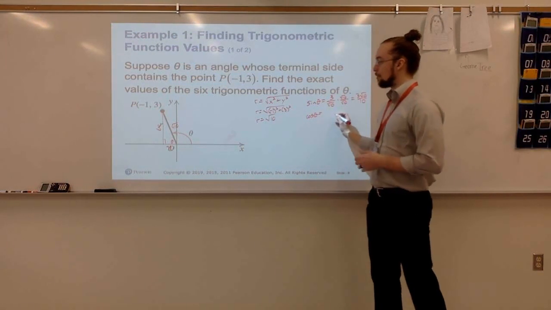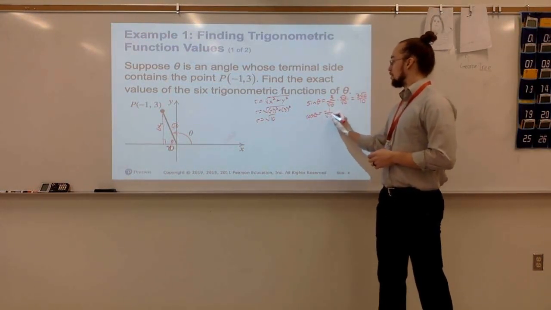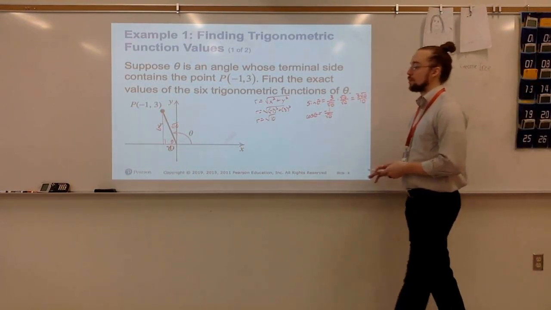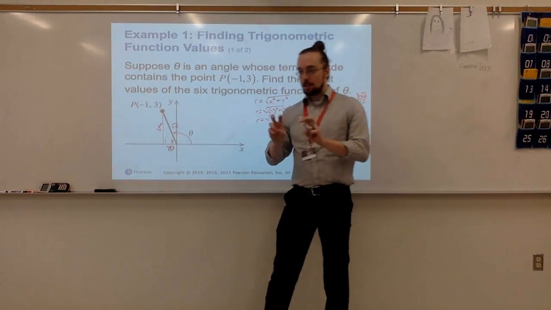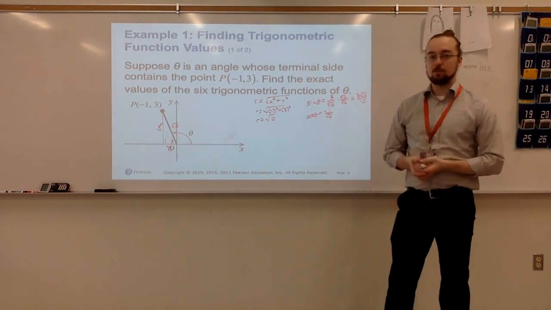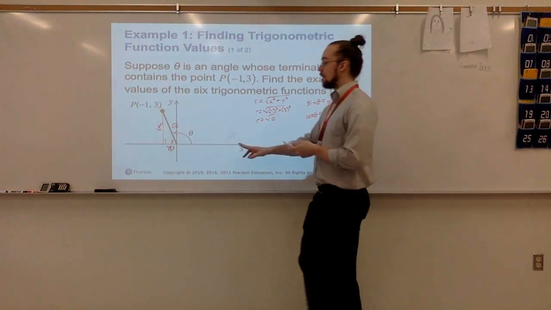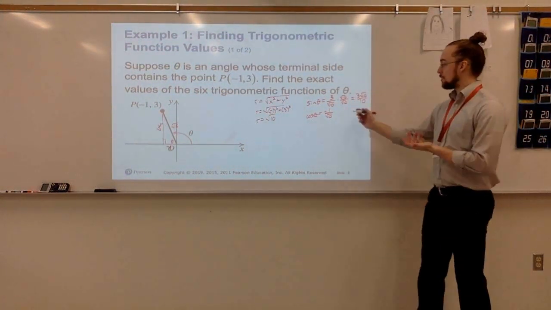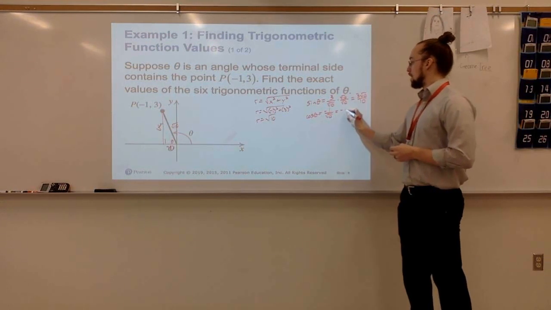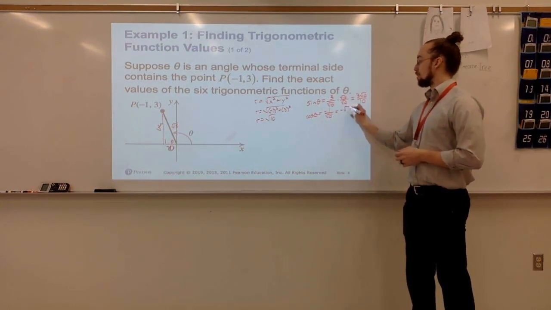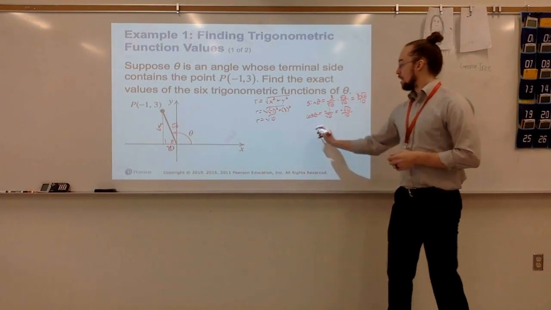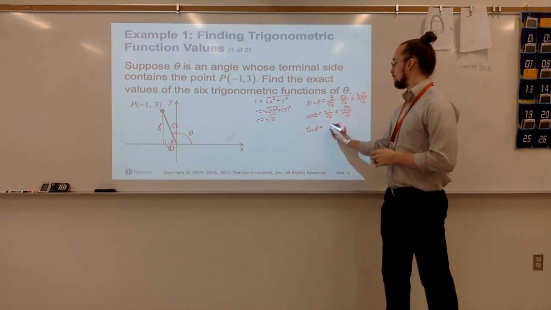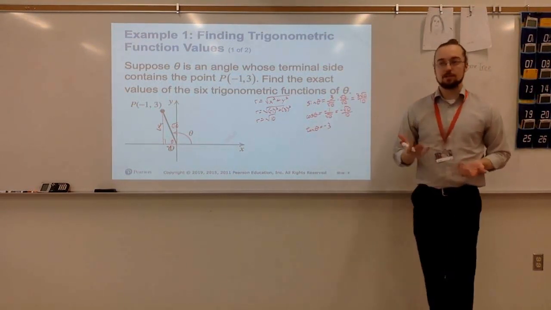Cosine then, adjacent over hypotenuse, will be negative 1 over the square root of 10. We have to make sure that we're keeping our signs straight. The length of this side of the right triangle is negative 1. Obviously, we can't have negative lengths, but since we're in the second quadrant, we say that side is negative 1. Again, we'd rationalize, multiplying top and bottom by the square root of 10, and get negative 1 times the square root of 10 over 10. Tangent, opposite over adjacent, is 3 over negative 1, which is just negative 3.